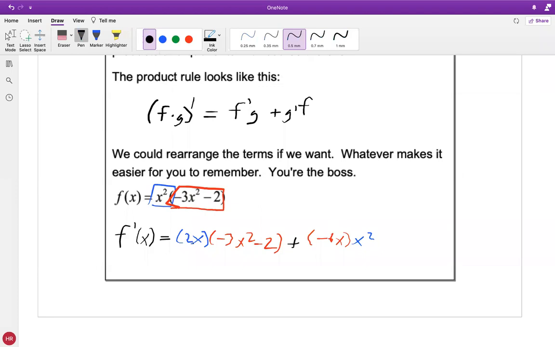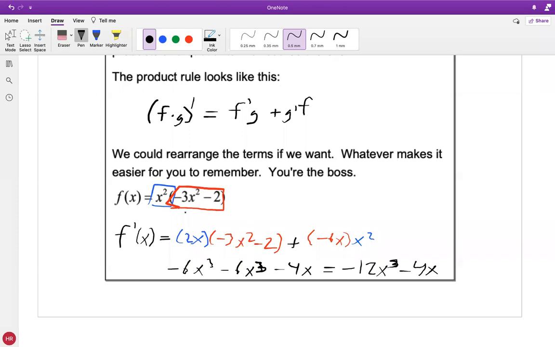And you could simplify. 2x times negative 3x squared is negative 6x cubed. This is going to give me negative 6x cubed again. Negative 6x cubed from that, and then 2x times negative 2 is negative 4x. So the grand total here is negative 12x cubed minus 4x. And I promise that if you multiply this out and take the derivative like we did before, you get the same answer. You might be thinking, well, why would I ever do it this way if I could just multiply them out and get the same answer?